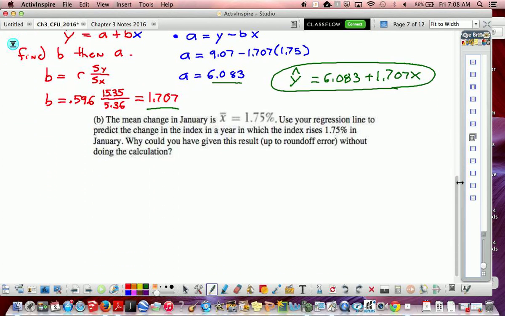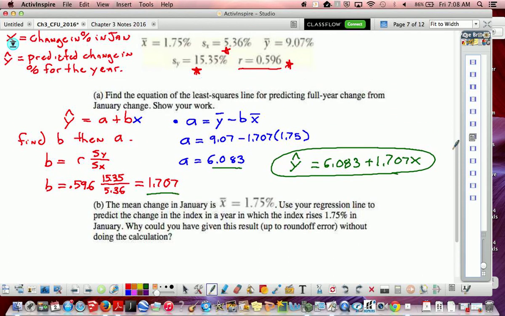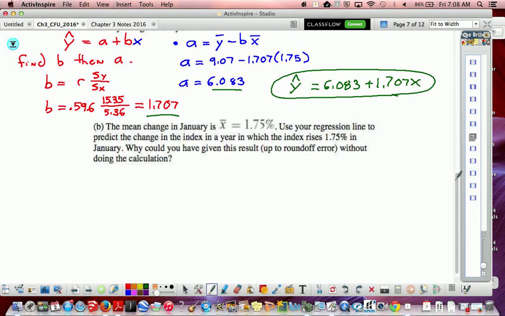All right, B says the mean change in January is 1.75%. Use your regression line to predict the change in the index in the year in which the index rises 1.75% in January. It says, why could you have given this result up to round off error without doing the calculation? So at first they ask you to find it, but then they say, why could you have done this without actually calculating it out? Well, first of all, I'll actually do the calculation, then explain why you wouldn't actually have to.